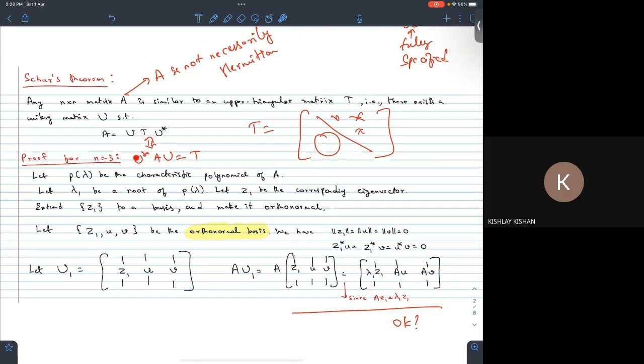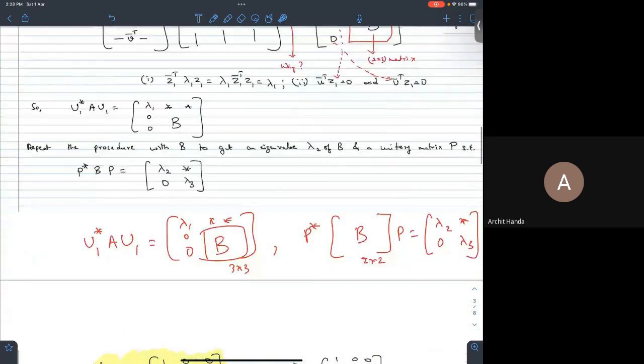How do I get from here to here? So we left multiply both sides with U star and right multiply with U. And you'll get it. Okay. I think everyone is at peace with that. So the point is that's exactly what I achieved.